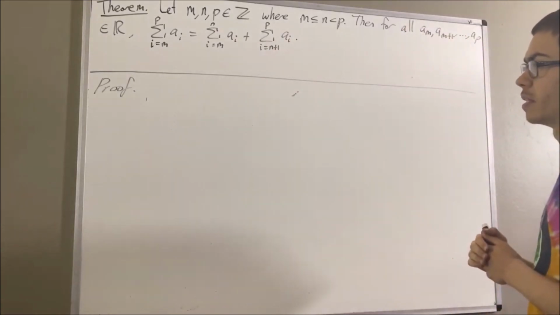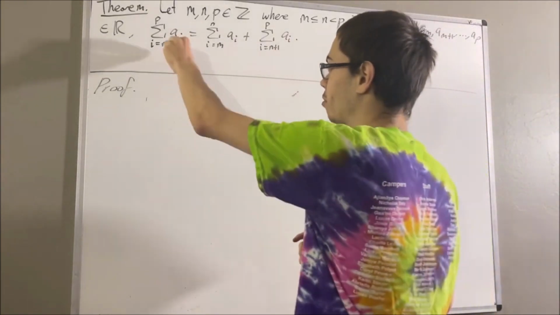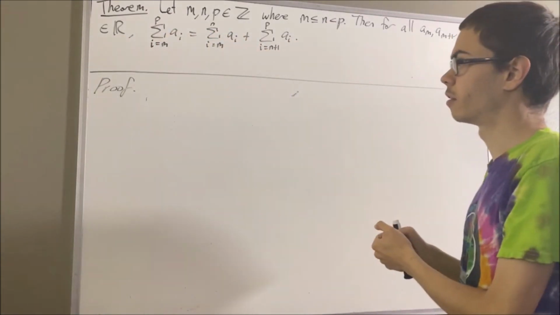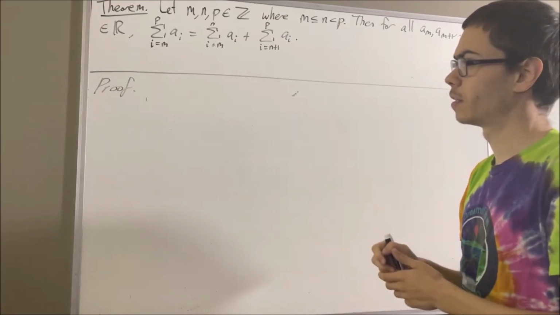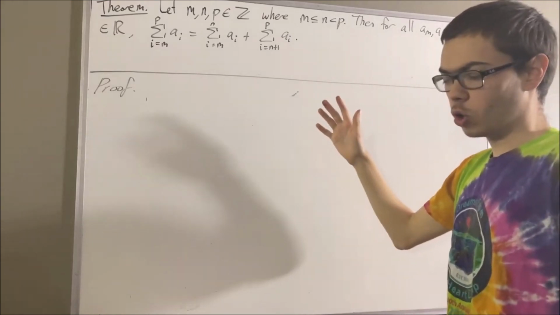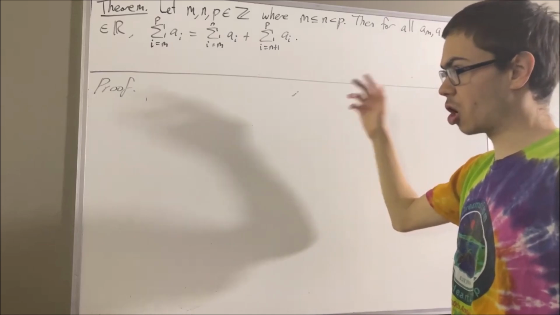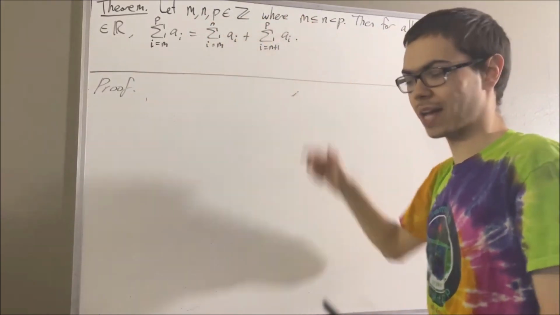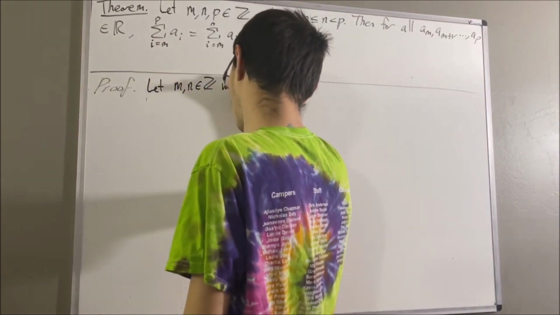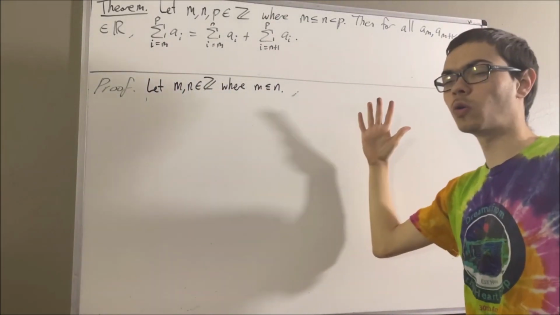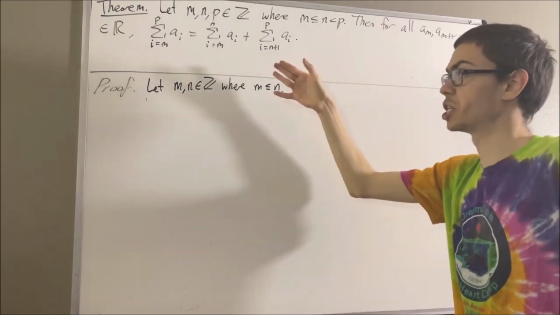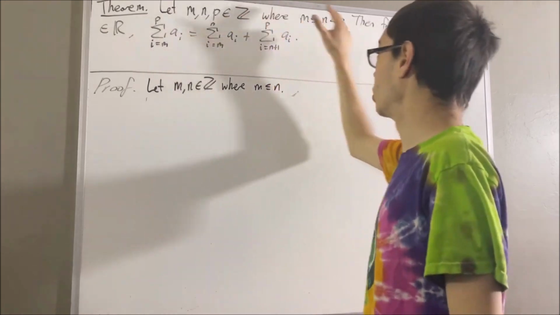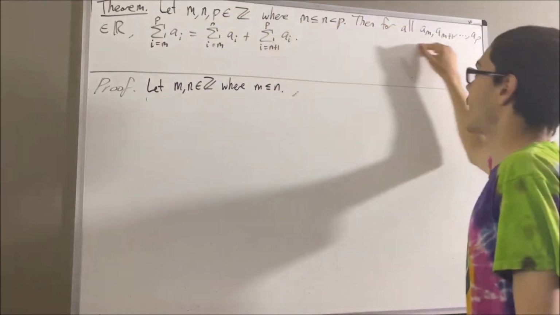Right, so this theorem is essentially telling us how we can take our sum and break it up into individual sums. Right, so now let's get into the proof. To start out our proof, we will give ourselves arbitrary integers m and n, where m is less than or equal to n. And now we're going to proceed by induction on p to show that for all integers p greater than n, this is true.